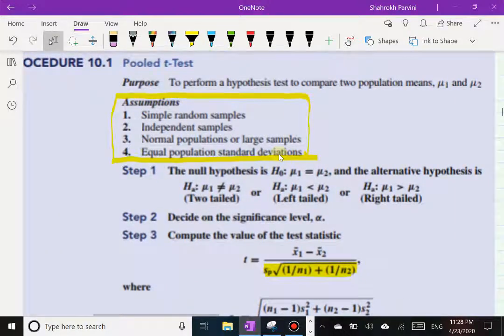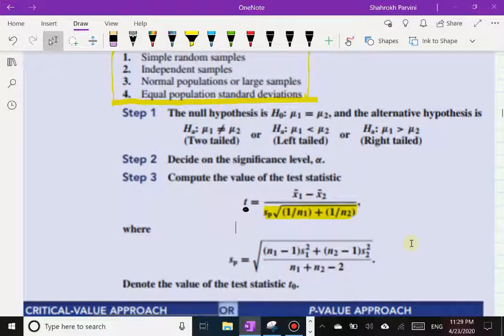So our alternative hypothesis could be two-tailed, left-tailed, or right-tailed. Once we're given the significance level, the problem will give us alpha. And here's our test statistic, that's t sub 0 that we saw earlier. Maybe the author should have put that. There you go, that's t sub 0, the test statistic assuming the null is true. And of course the formula for pooled deviation is what you see here.